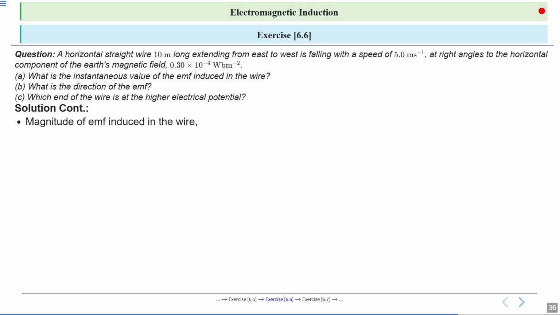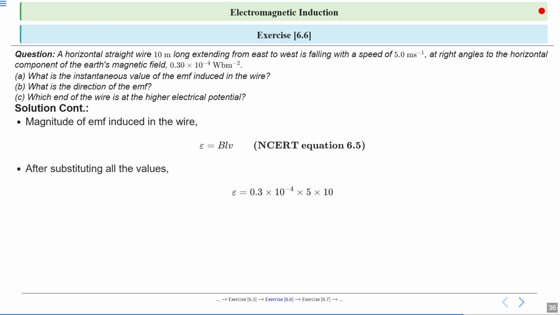Now, magnitude of EMF induced in the wire is E equal to BLV. Now, this BLV is applicable when all the three, B, L and V, are mutually perpendicular to each other. And in this question, they are mutually perpendicular to each other. So, epsilon equal to BLV, NCERT equation 6.5. So, after substituting all the values, epsilon is equal to 0.3 into 10 to the power minus 4, that is B, into 5, that is velocity 5 meter per second, and into 10, that is length 10 meter. So epsilon is equal to 1.5 into 10 to the power minus 3 volt.